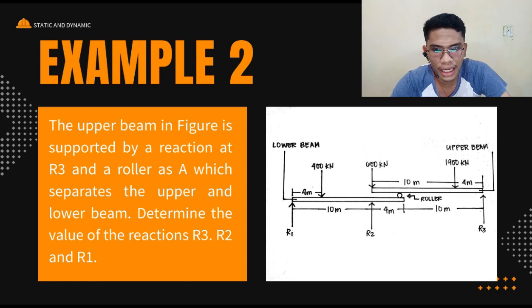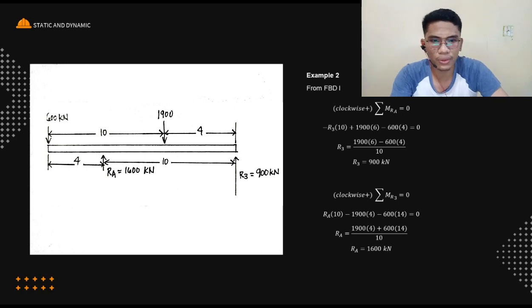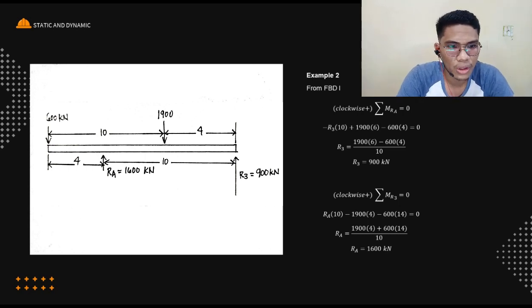So, ang gagawin po natin pag-atake po dito para ma-solve natin yung R1, R2, at R3 ay unahin po muna natin i-solve yung upper beam natin. So, first, as you can see here in our free body diagram, yung upper beam muna po unahin natin. So, makukuha po natin yon by magmo-moment po tayo dito kay A, dito po sa tapat po ng ating roller.